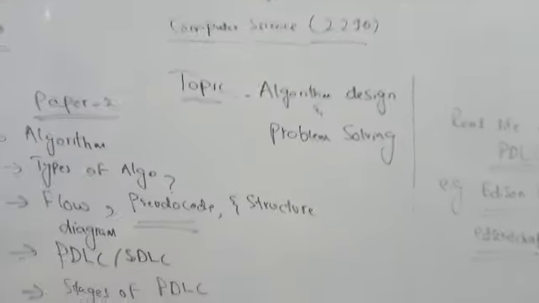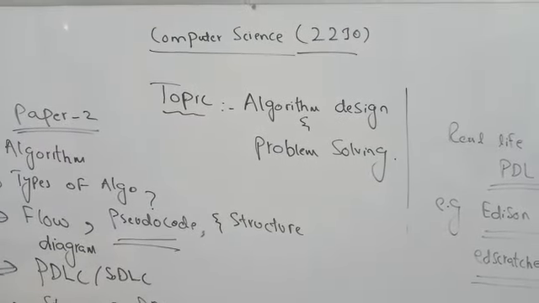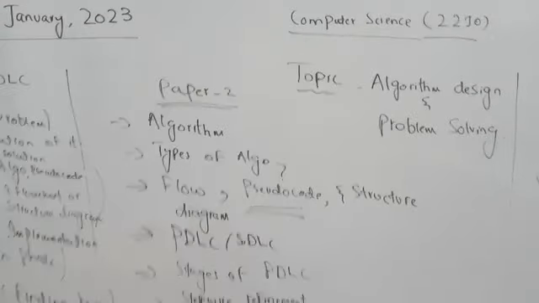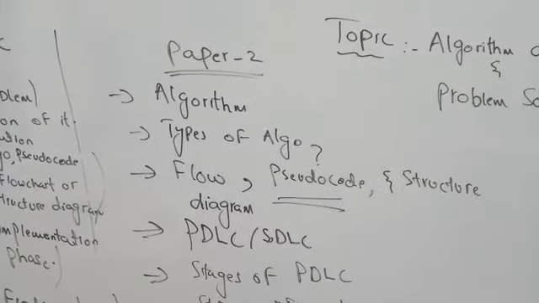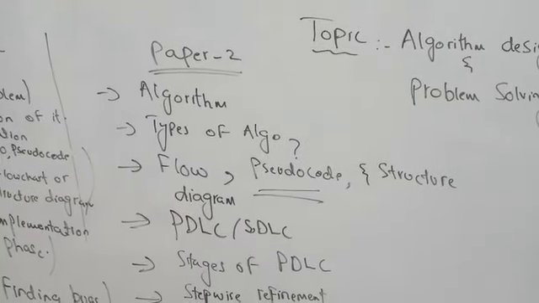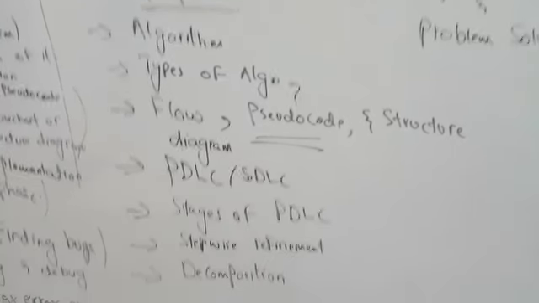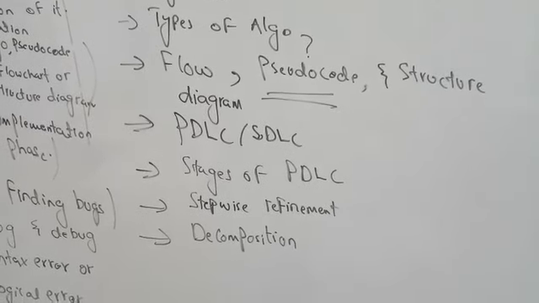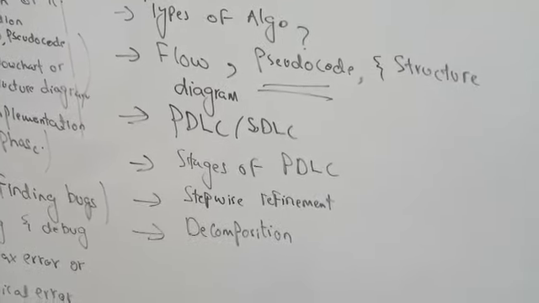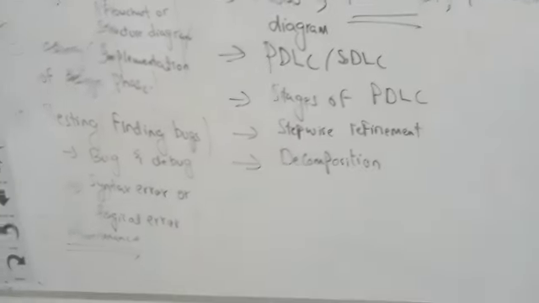Look here, today we have discussed algorithm design and problem solving, paper 2. So we have discussed everything in our previous weeks. Algorithm, types of algorithm. In algorithm we have discussed the types, flow chart, pseudocode and structure diagram, and then what is PDLC and SDLC, system development life cycle, and then stages involved in PDLC, then stepwise refinement and decomposition.